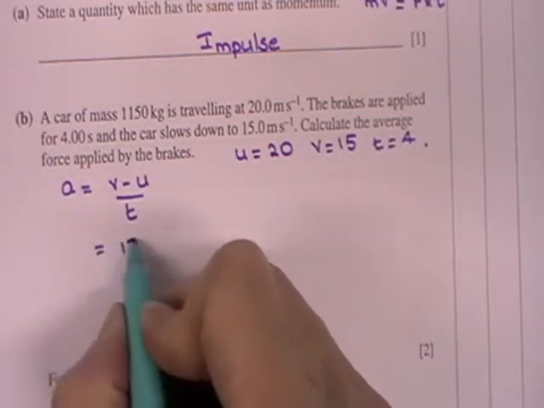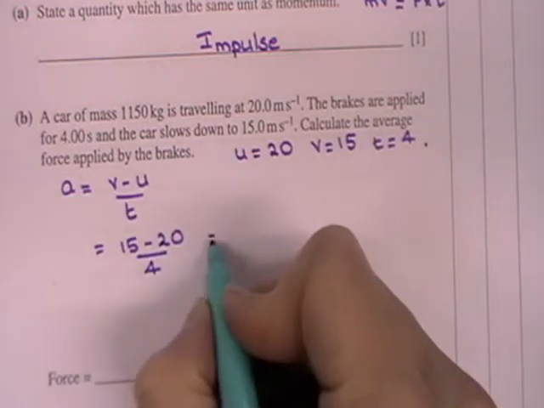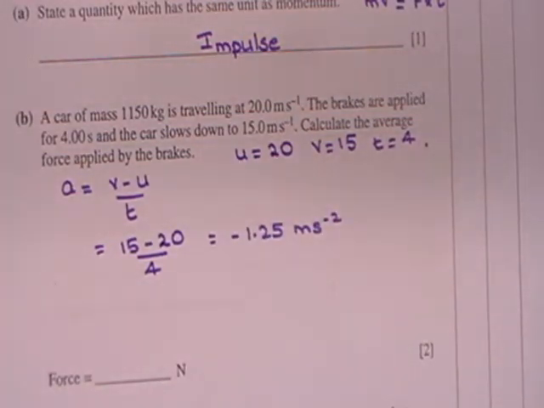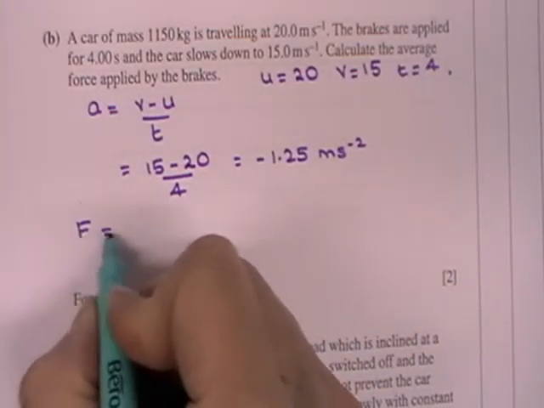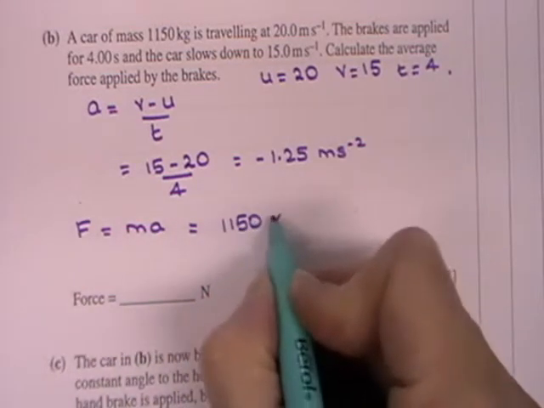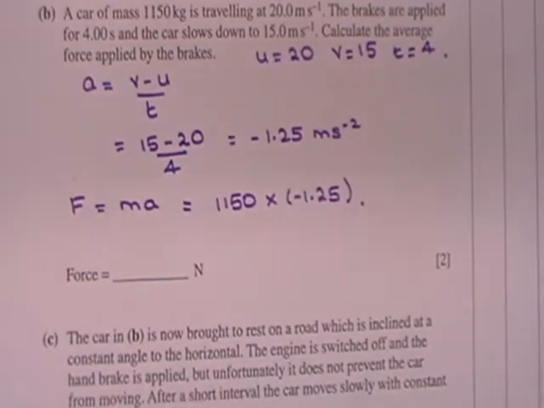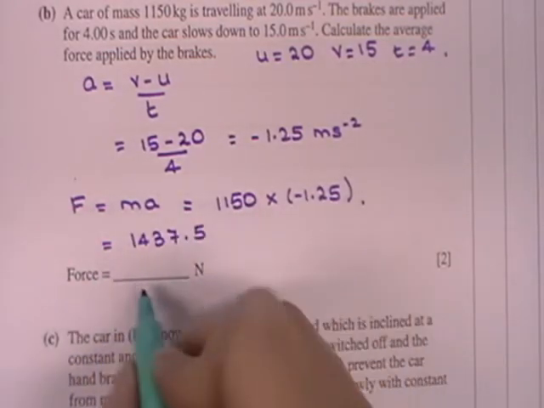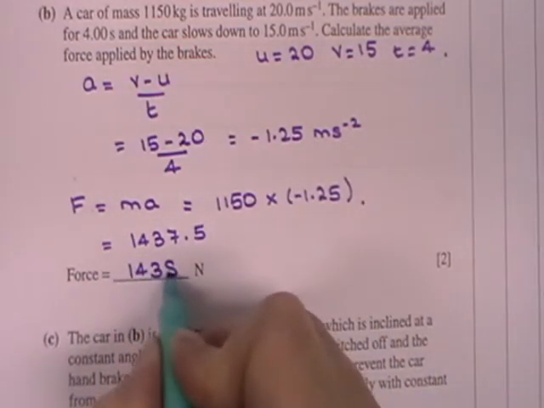So a is equal to 15 minus 20 divided by 4, so it's minus 1.25, minus because it is decelerating. The next part of the question, F equals ma. m is 1150 kilograms, a is minus 1.25. And therefore that gives you an answer of 1437.5 newtons, or to four significant figures, 1438 newtons.